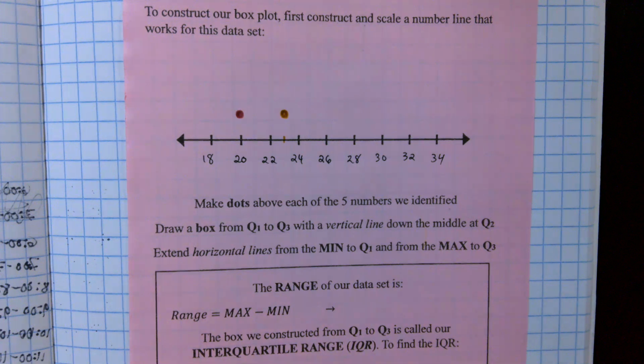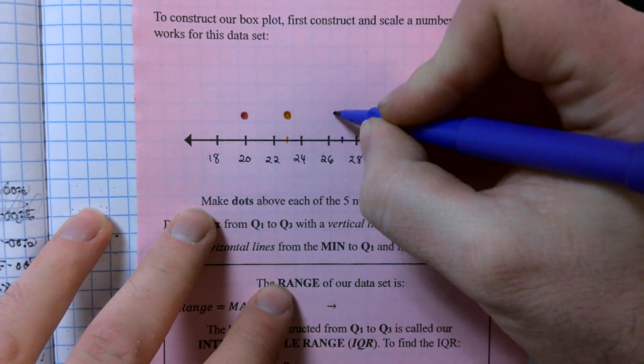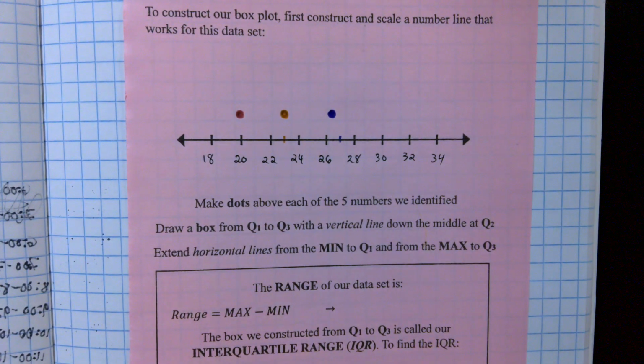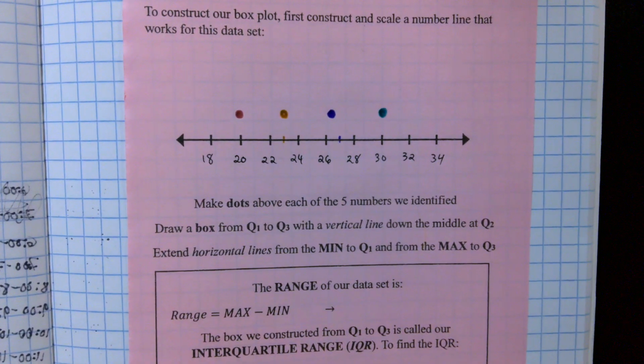What was my median? My Q2? 26.5. So I'm going to go halfway between 26 and 27, or a quarter of the way between 26 and 28. There's my median. What about my Q3, my upper quartile? 30. Nice and simple. And what's my max? 31.